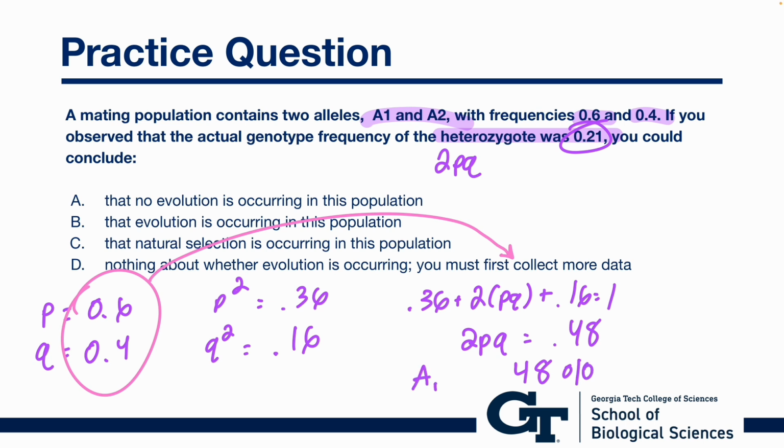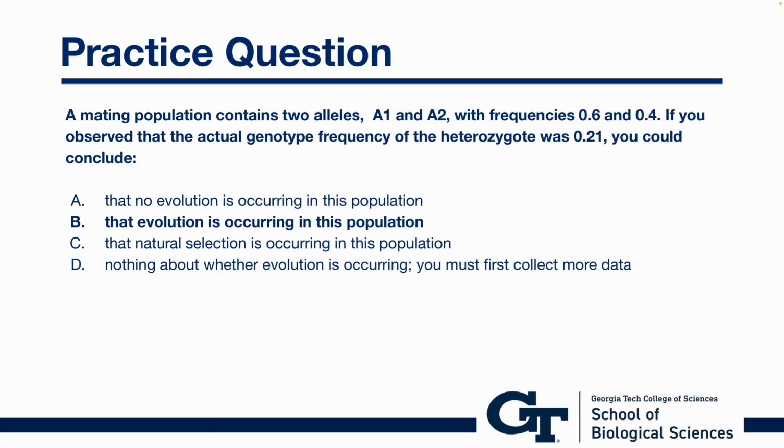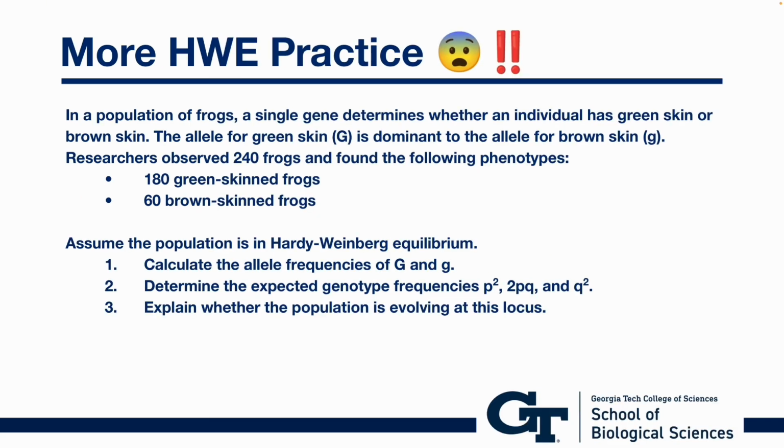That's going to be A1, A2. Is that happening? Is the heterozygote 2PQ 0.48? No, it's 0.21. So yes, evolution is going to be occurring in this population. Why? Because we're differing from our calculated Hardy-Weinberg value. We did the math and we looked at it and we have that difference, so we know that that's going to be evolution.